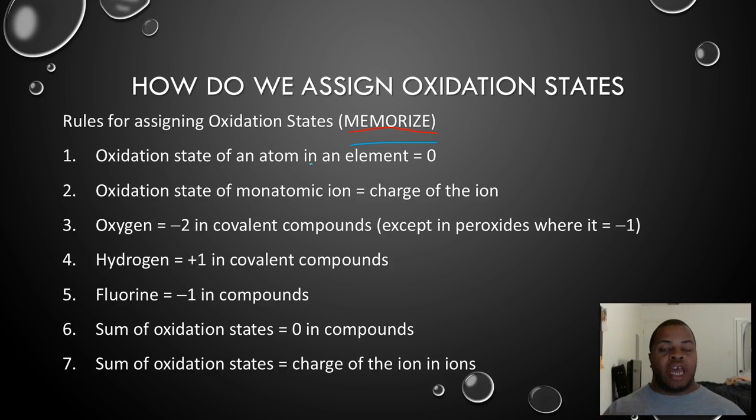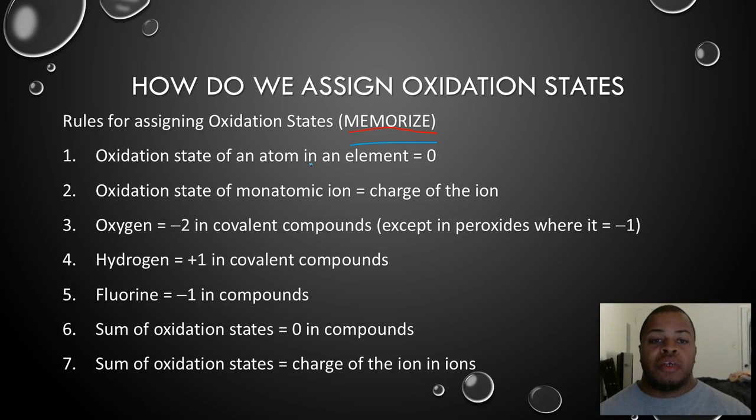Start at 7, make a 7, add hydrogen. The oxidation state for a monatomic ion, or a regular non-polyatomic ion, is just going to be the charge on that ion. The oxidation state for oxygen is always going to be -2, unless it's in a peroxide, where it's -1. Hydrogen is +1 in covalent bonds. Fluorine is -1 in compounds. The sum of the oxidation states in a compound needs to be 0, and in ions the sum equals the charge of the ion. Don't worry about that part so much; we'll come back to it at the end.